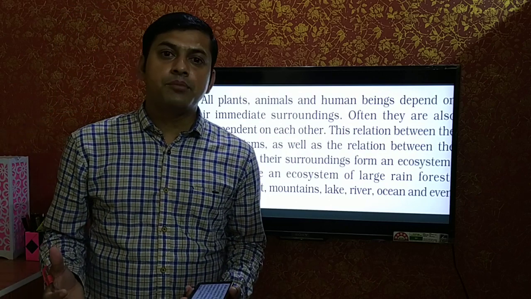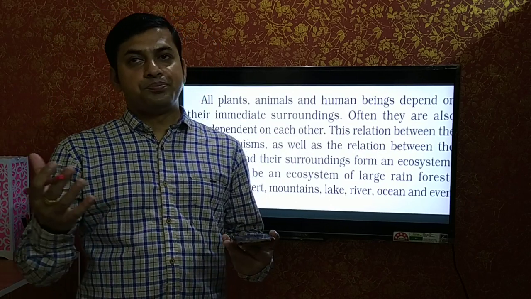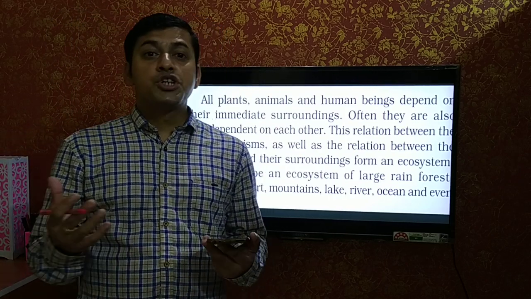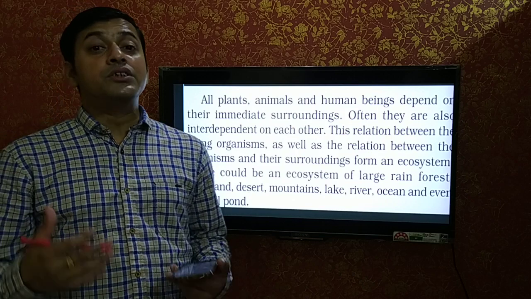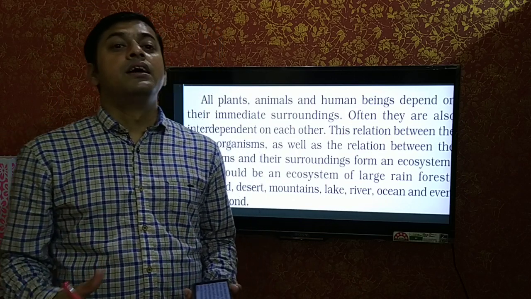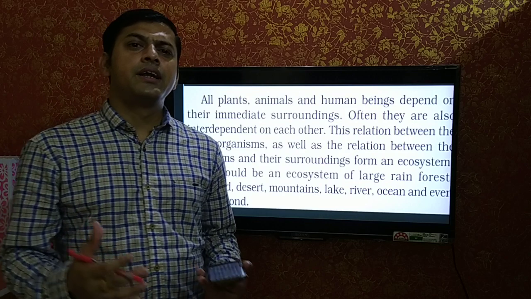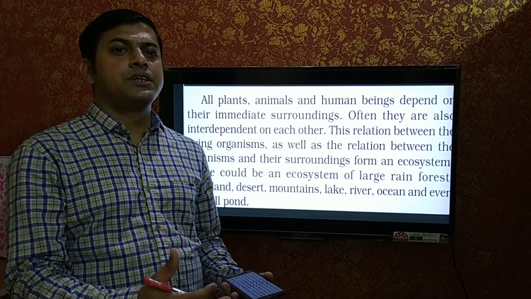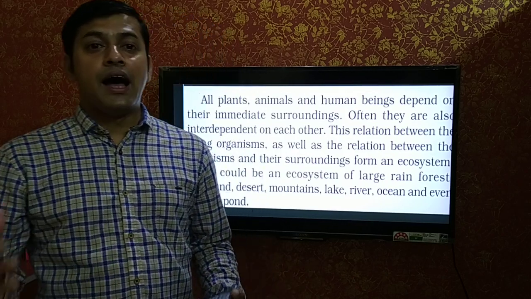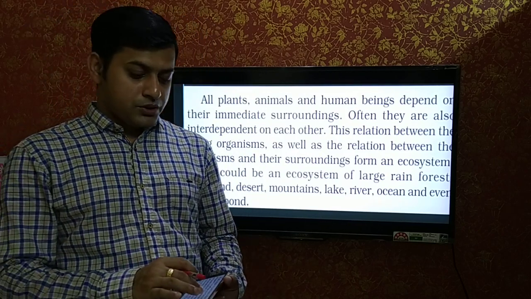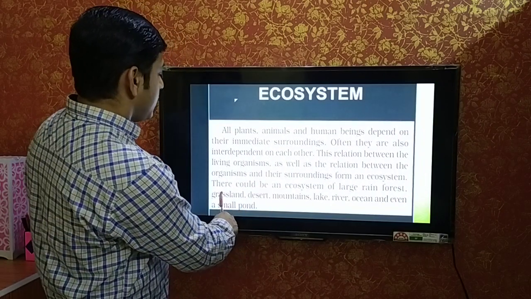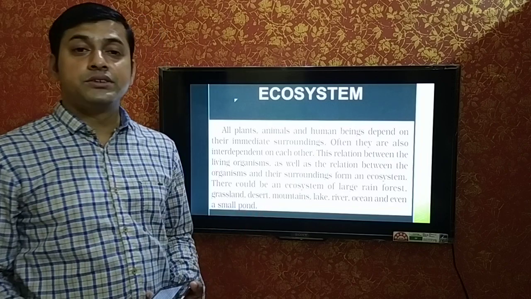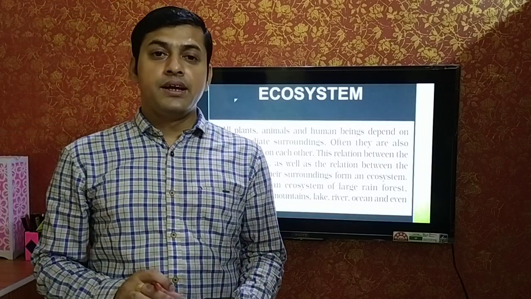Now you can give an example of ecosystem: the large marine ecosystem, forest ecosystem, ocean or the sea, the rivers, the lake. All these comprise different ecosystems, and a small pond or a small piece of agricultural field can also be considered an ecosystem. Here are some examples: grassland, desert, mountain, lakes, river, ocean, even the small ponds. These are examples of several ecosystems.